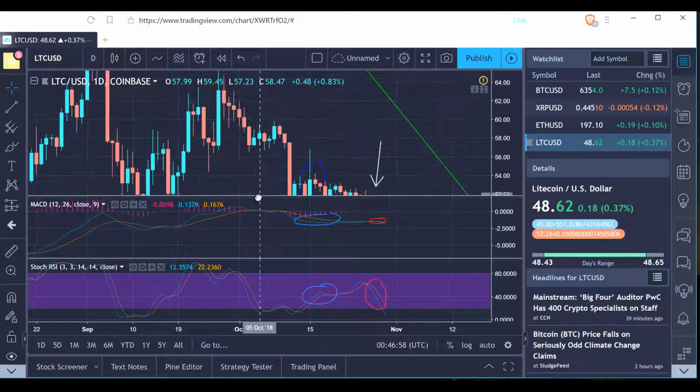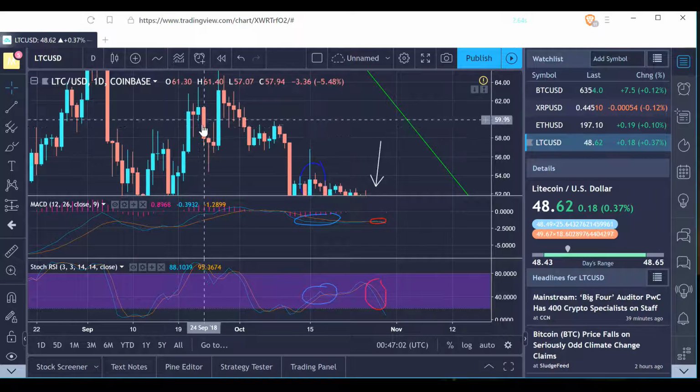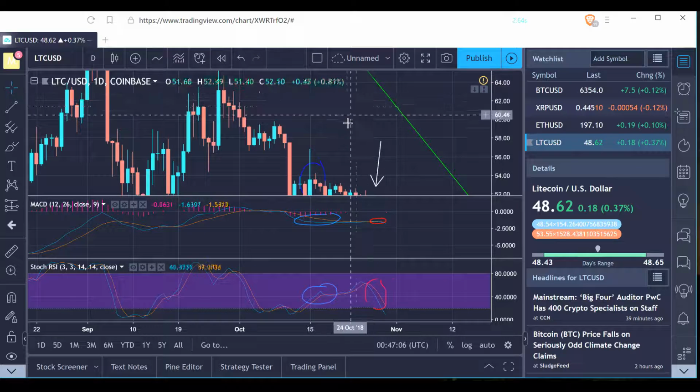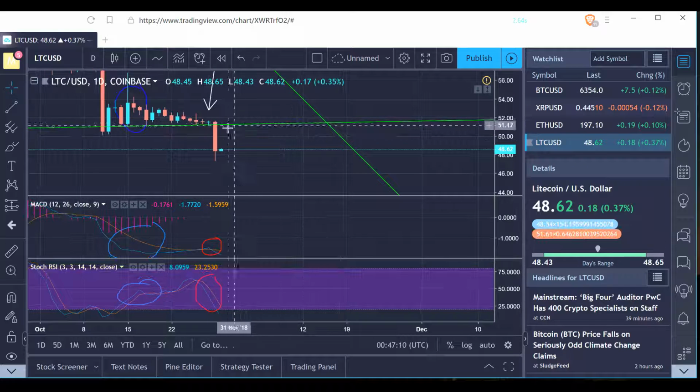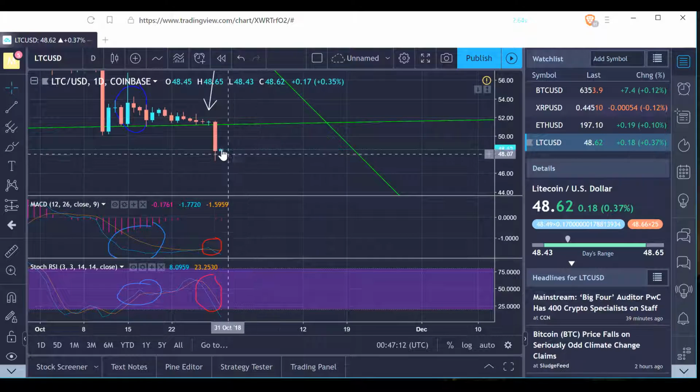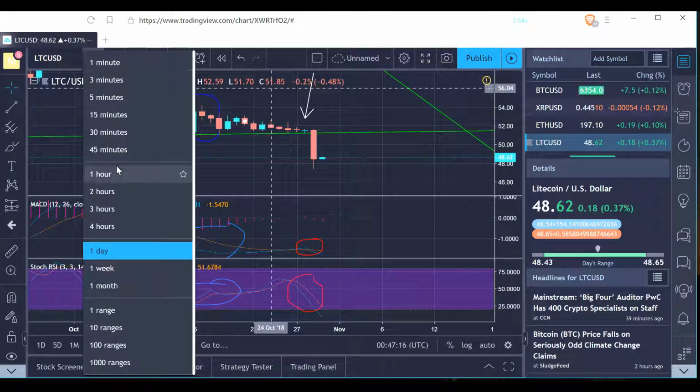way back here, when we were going up, I was very, very wary of this one, because we haven't tested this level of resistance in so long that I was like, if we come down here and test this level of support, it's got a long way to go down before we find another level. So I'm still wary of it. Let's look at it in an hour.